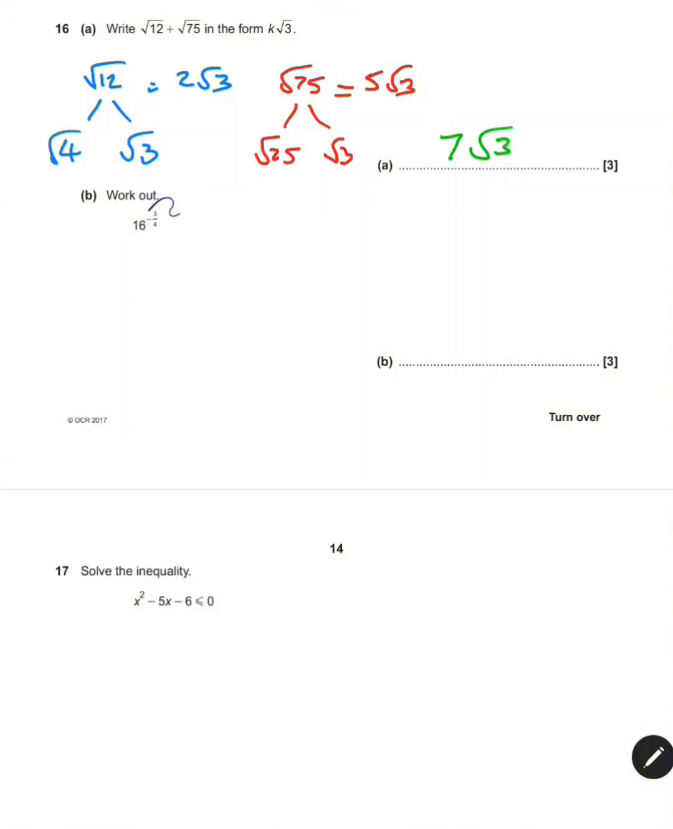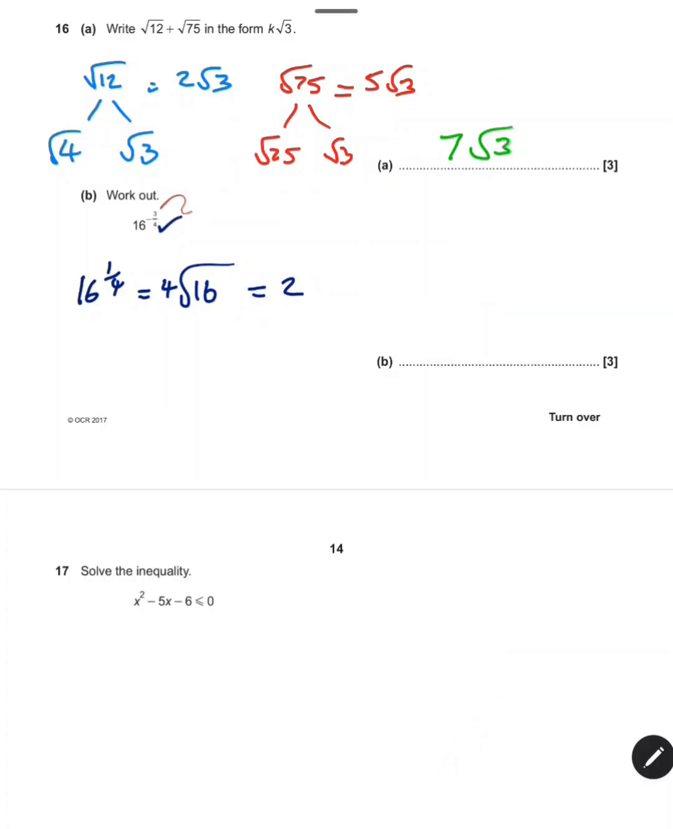Part B, 16 to the minus 3/4. What I'm going to do first is raise to the power of a quarter. Because 16 to the power of 1/4 is the 4th root of 16. What number times itself 4 times is 16? Well, that is 2. 2 times 2 times 2 times 2 is 16. So I've dealt with the quarter part.